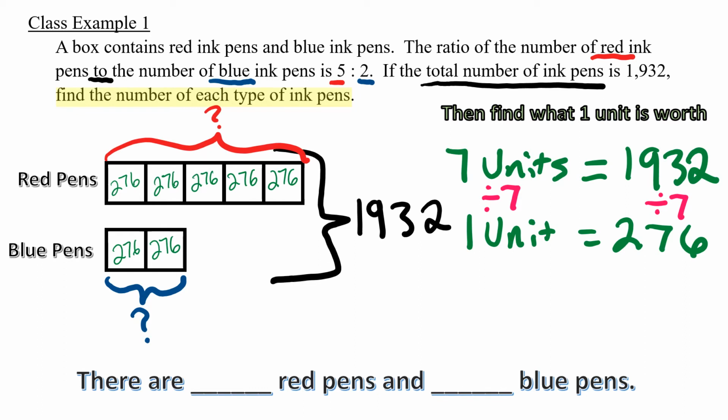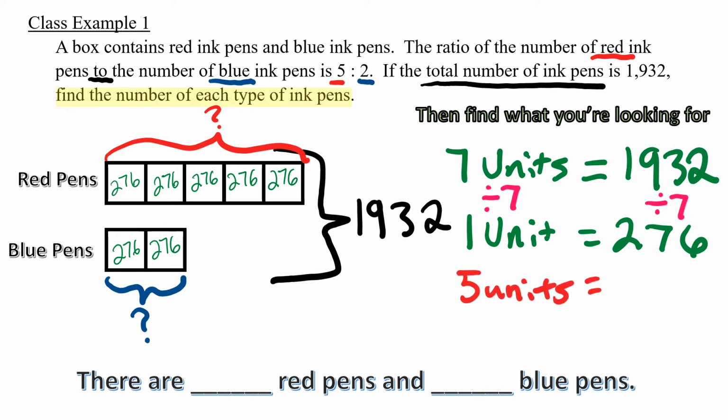Now, I wrote them in those boxes. You do not have to write them in those boxes, but you do need to understand that when we write that statement, 1 unit equals 276, that's how much each of those boxes is worth. Remember, we're looking for how many of each type of pen there are. So that's the last step. Find what you're looking for. So let's start with the red pens. Red pens is how many units? It's 5 units. If you count them up, there's 5 there. So I need to do 276 times 5 to figure out how much that's worth. I get 1,380 when I do 276 times 5 on a calculator.